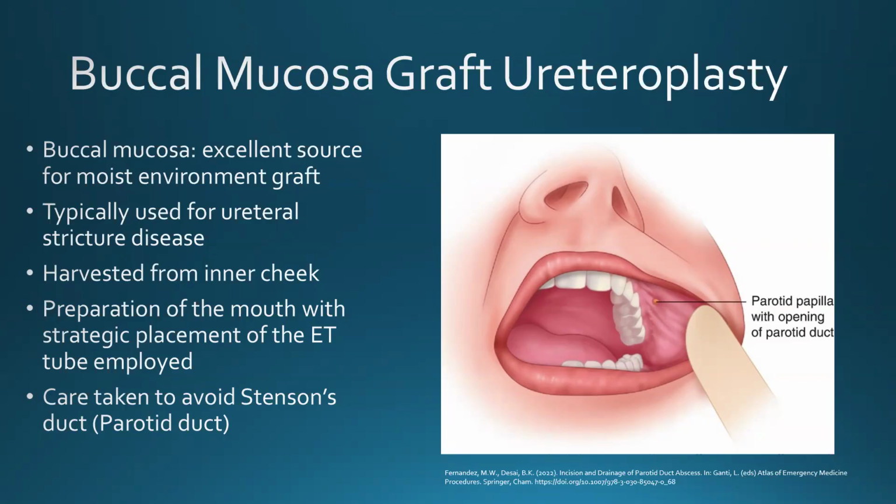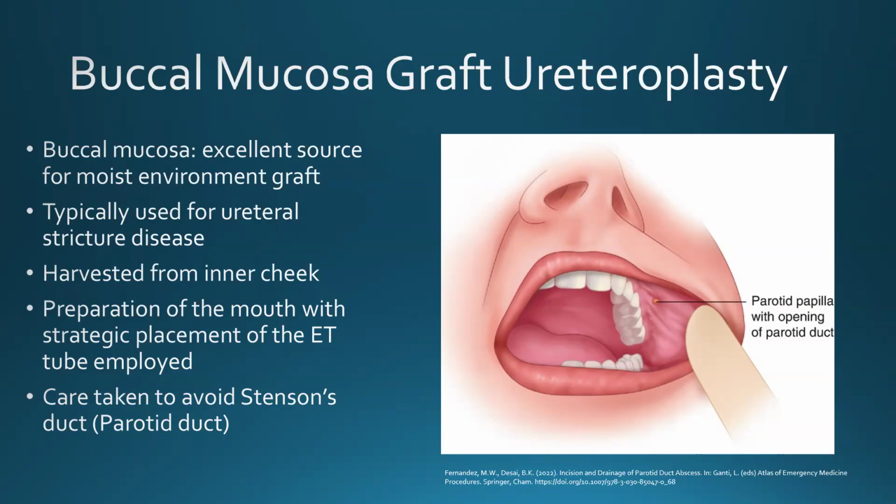But we can also use other tissues from other organs to facilitate repair of more extensive ureteral injuries as well. And so the first one I want to talk about is a buccal mucosal graft ureteroplasty. So buccal mucosa is an excellent source for grafting tissues in a moist environment. It's typically used for ureteral stricture disease. That is a stricture of the ureter that tends to be rather extensive.